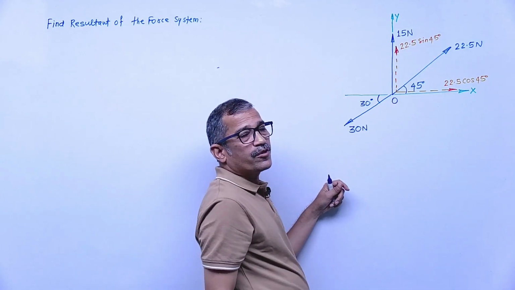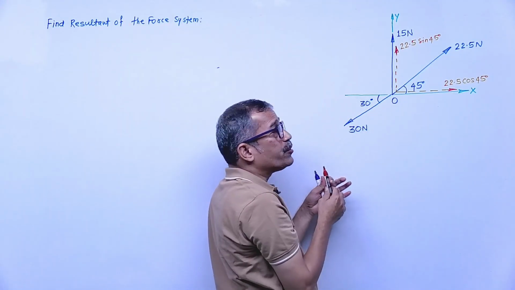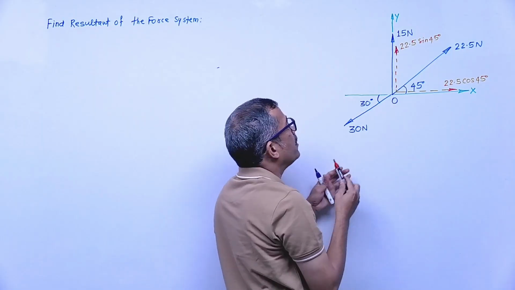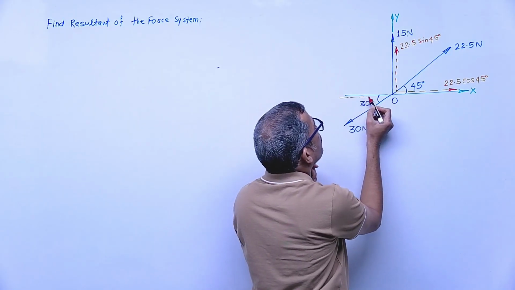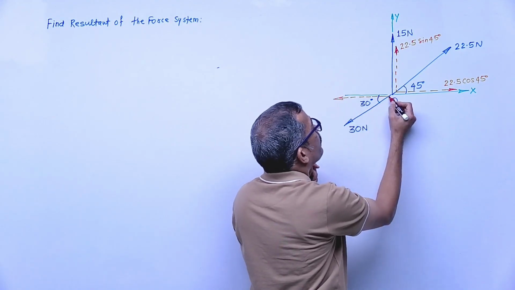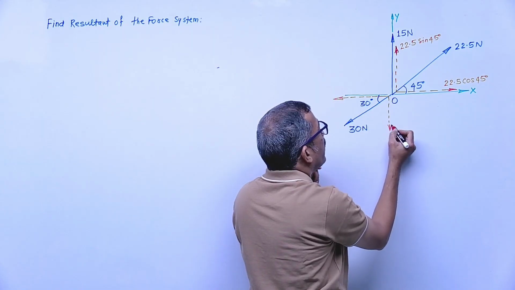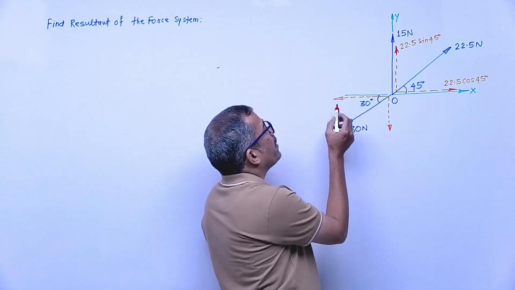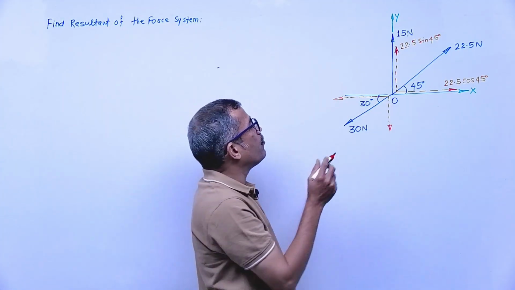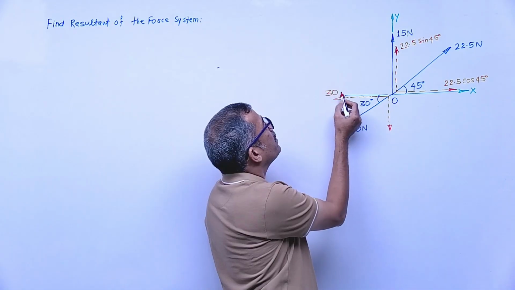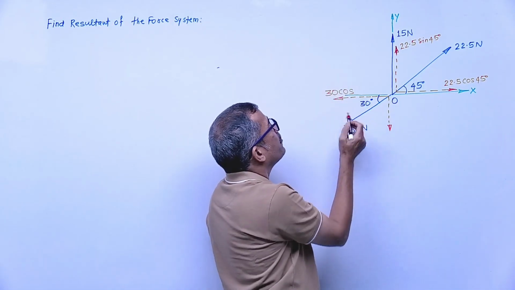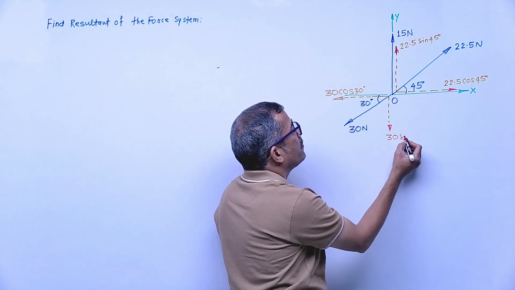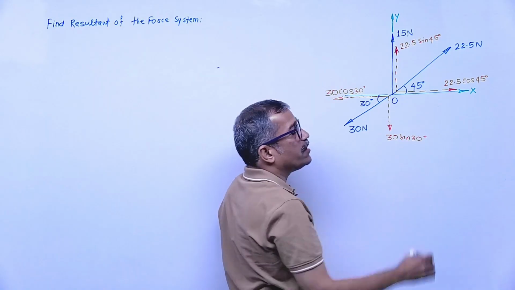Now if we resolve the 30 Newton force, it is away from point O, which means the horizontal component away is leftward and the vertical component away is downward. The angle is given with the horizontal, so the horizontal component is cos and the vertical component is sine. The horizontal component is 30 cos of 30 degrees, and the vertical component is 30 sine of 30 degrees.